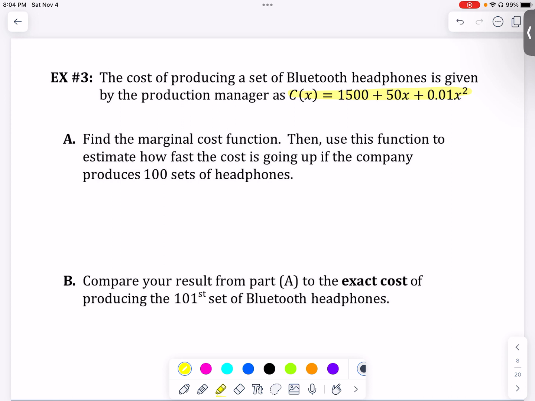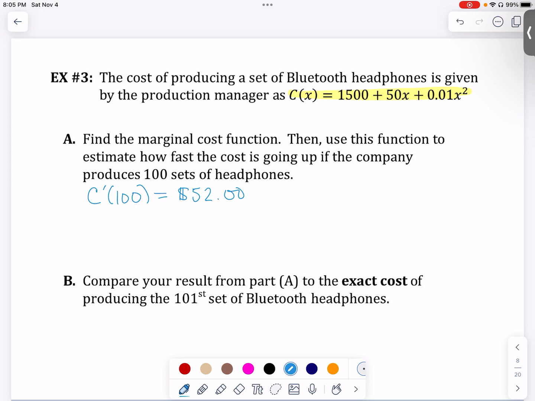Okay, so I would say, well, I'm going to use my graphing calculator because I have it, and I'll find that C prime of 100 is $52. And so that tells me that the cost is going up by $52 per headphone if the company produces 100 sets of headphones. Like that additional cost would be that $52 per headphone.